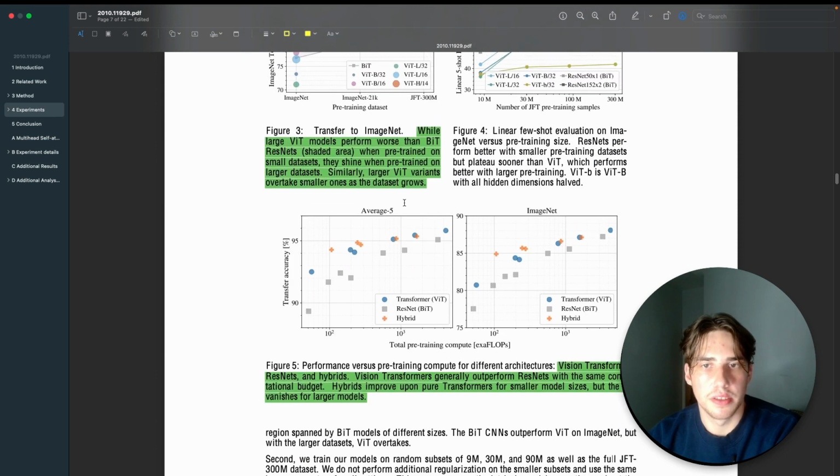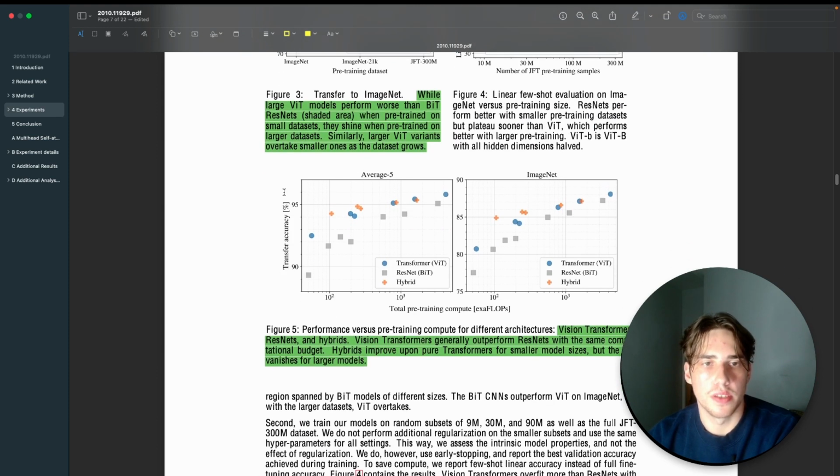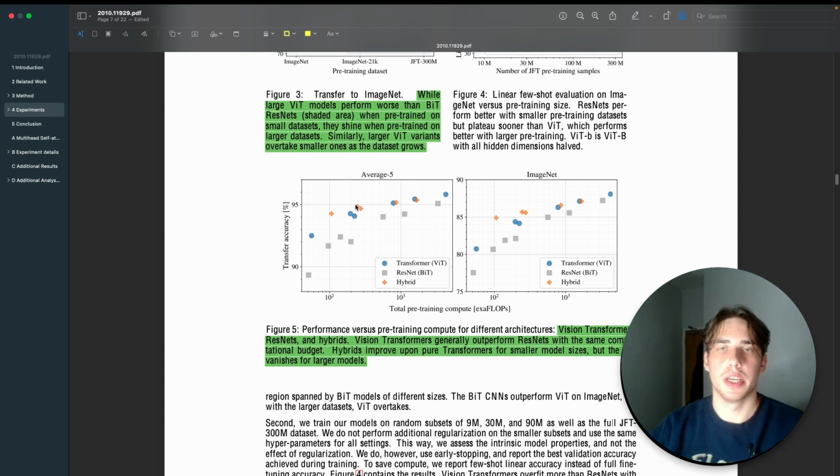Okay, so the other graph they show has the transfer accuracy on the y-axis, and the x-axis is the total pre-training compute. They compare it on an average of 5 datasets, and as you can see here, the green squares are the ResNet, and for almost the same compute, the ViT performs much better. This shows that they are more efficient. We get better results for the same amount of compute. As you can see, the hybrid models also perform better here. It's mostly because they don't need to learn all of these inductive biases from scratch.